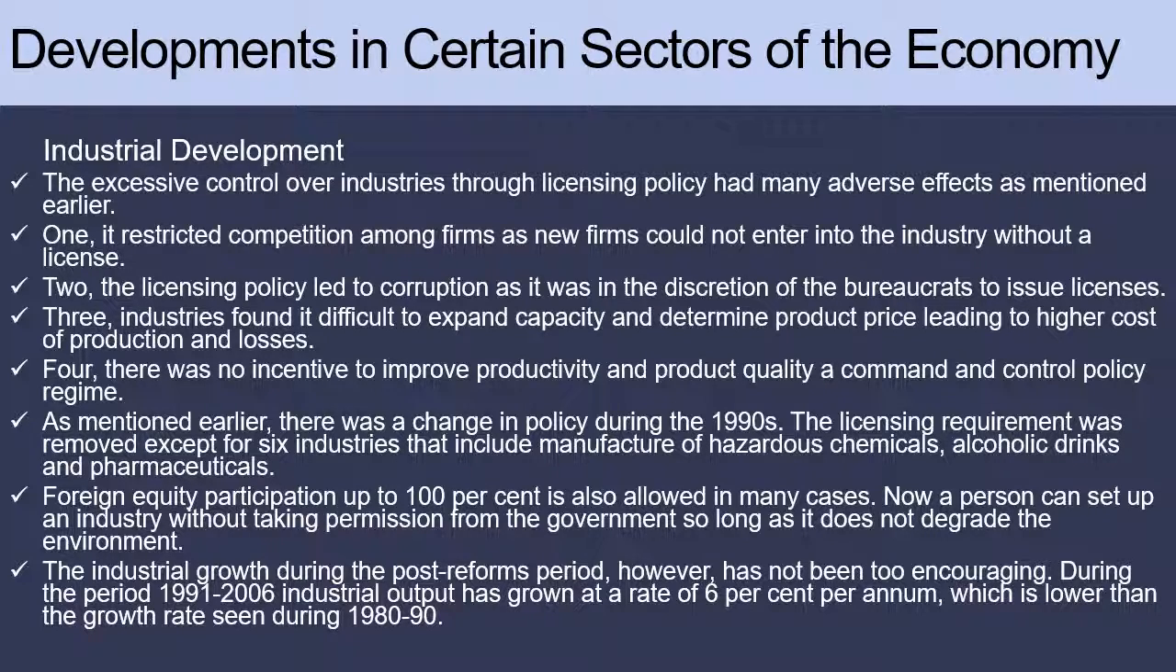As mentioned earlier, there was a change in policy during the 1990s. The licensing requirement was removed except for 6 industries that include manufacture of hazardous chemicals, alcoholic drinks and pharmaceuticals. Foreign equity participation up to 100% is also allowed in many cases. Now a person can set up an industry without taking permission from the government so long as it does not degrade the environment. The industrial growth during the post-reforms period, however, has not been too encouraging. During the period 1991 to 2006 industrial output has grown at a rate of 6% per annum, which is lower than the growth rate seen during 1980-90.